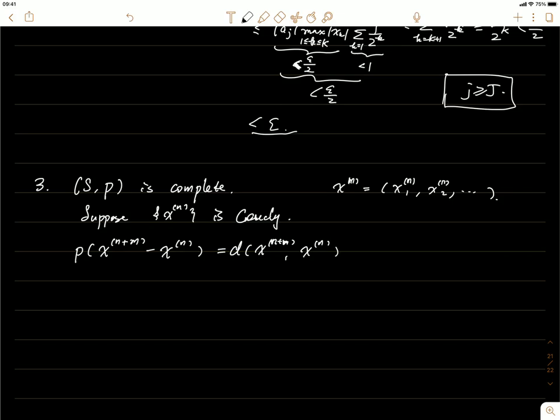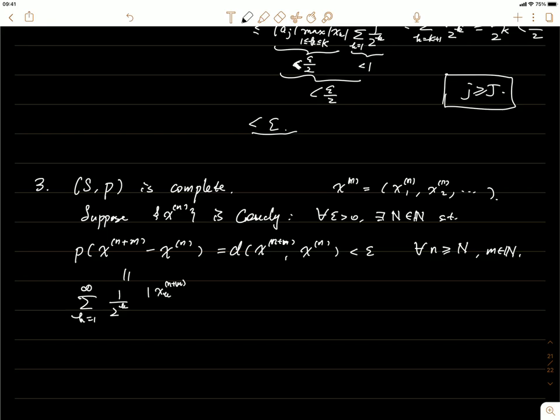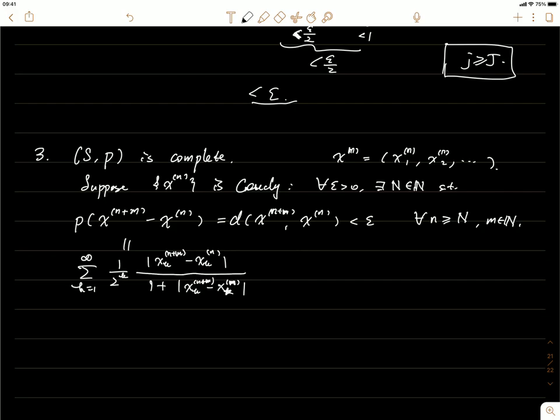Distance between the two. So Cauchy means that for any epsilon, there exists a capital N depending on epsilon only, such that this is less than epsilon for all n greater than or equal to capital N, and all natural numbers m, right? That's what we mean by Cauchy. And now, the definition of p is the sum for k from 1 to infinity, where k is the index within each sequence, of 1 over 2^k times |x_k,n+m minus x_k,n| divided by 1 plus |x_k,n+m minus x_k,n|, right? That's what we have in the definition. And we know that this is going to be less than epsilon.